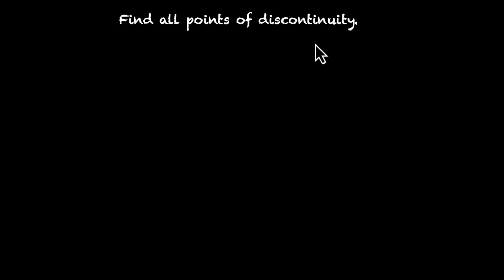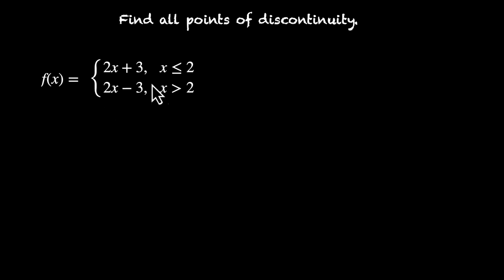In this video, we'll talk about continuity of piecewise defined functions. Let's do this with an example. In this problem, we have to find all points of discontinuity for this function. The function is defined as f(x) is equal to 2x plus 3 when x is less than or equal to 2, and 2x minus 3 when x is greater than 2.